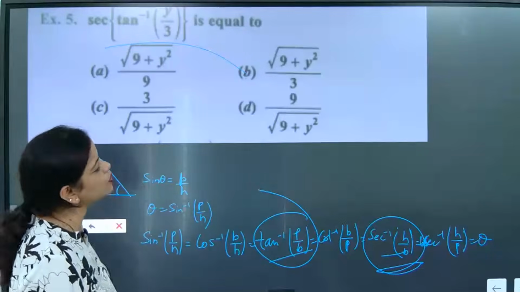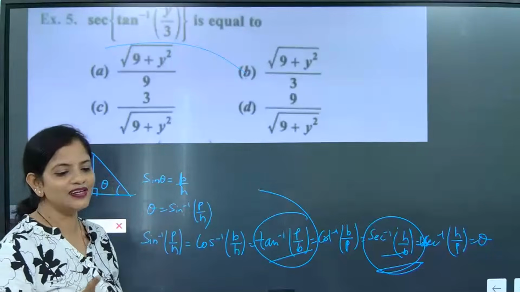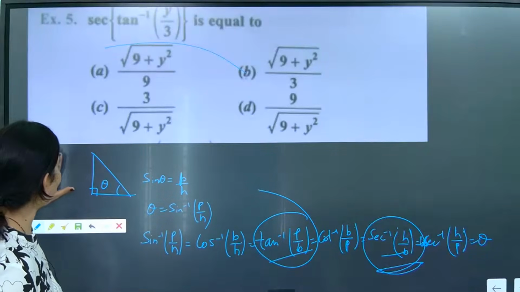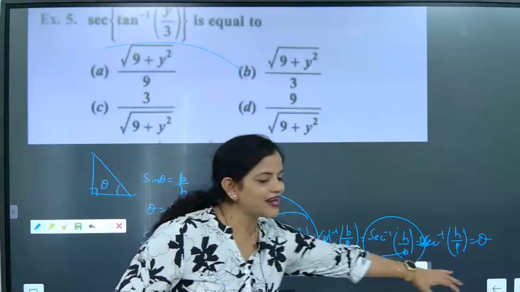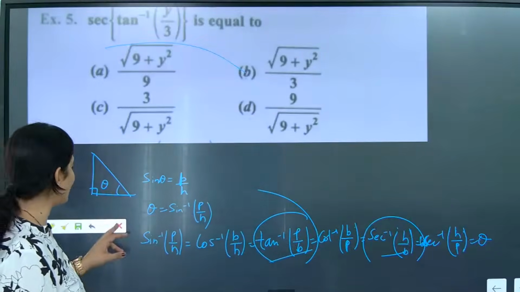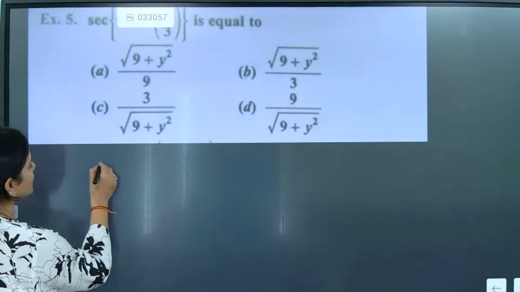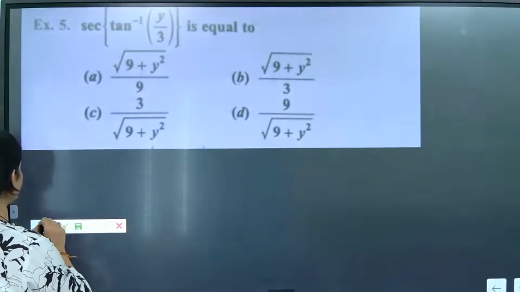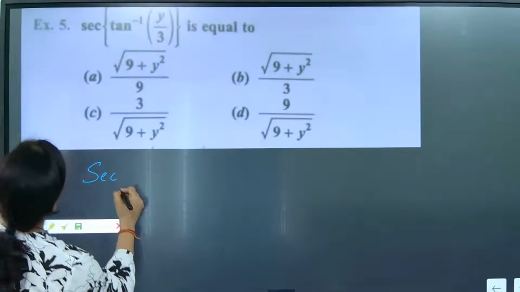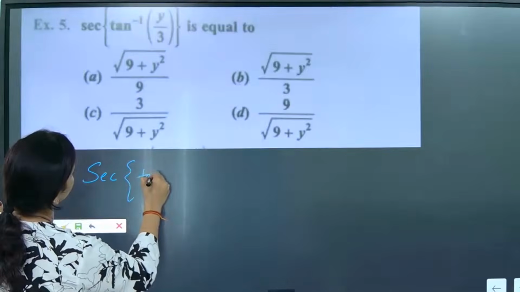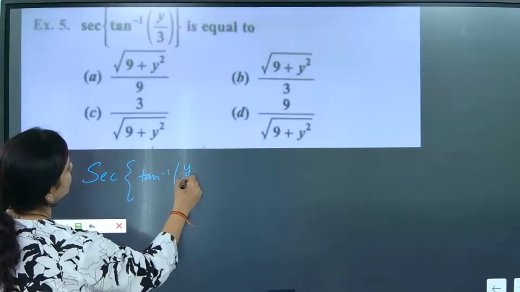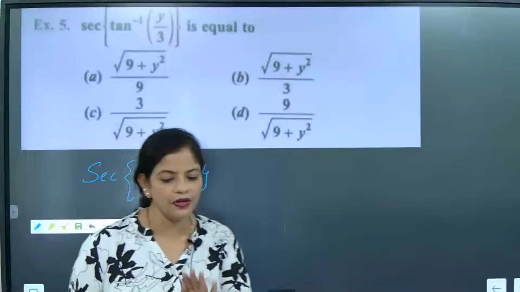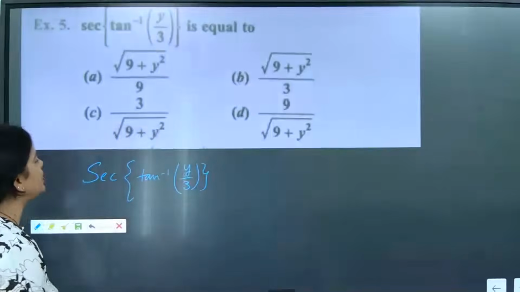Come on, say soon. The inverse of the trigonometric functions will be equal to theta. So here, that's the rule. That rule only we are going to follow. So here, what is our question? Our question is this one: secant of tan inverse y by 3, and we need to find the value. That's a simple logic, simple part.